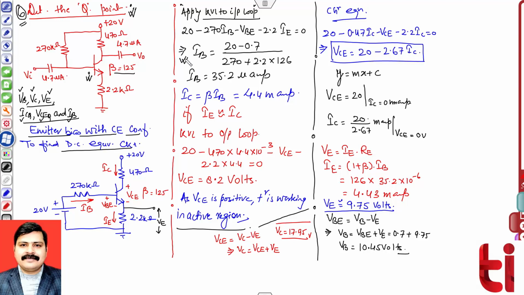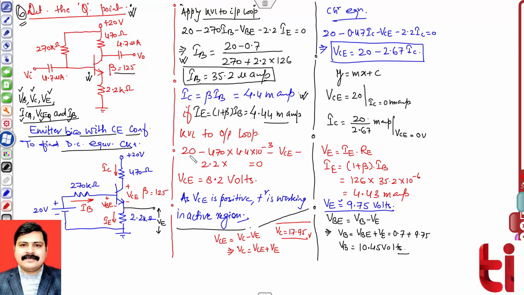calculated my input current IB, which is 35.2 microampere. So this is my current IB, 35.2 microampere. Once the value of IB is known, one can easily calculate the value of IC. So my IE will be equal to (1 plus beta) times IB, and this value is 4.44 milliampere. This is my current IE.